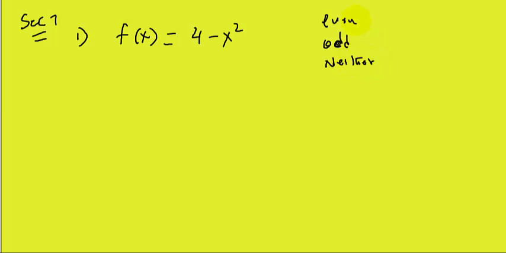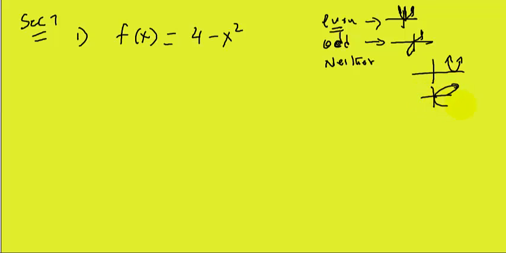What does even mean? If it's symmetric to the y-axis, it's going to be even. That's what even functions look like. If it's symmetric to the origin, that'll be odd. Neither means, you could have a parabola like this, that's neither, because it's not symmetric to the origin or the y-axis. And if you have a parabola that goes sideways, it's not even a function, so it's neither.